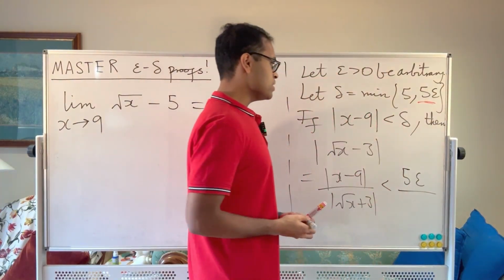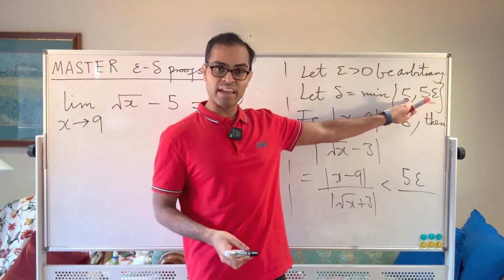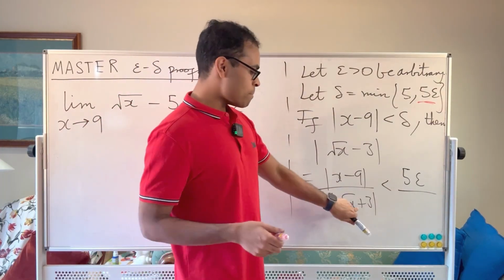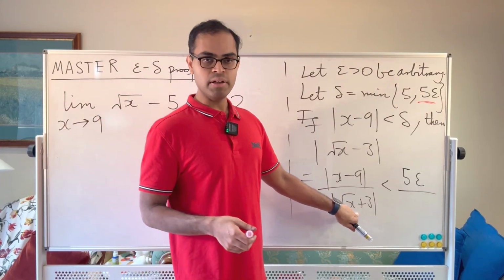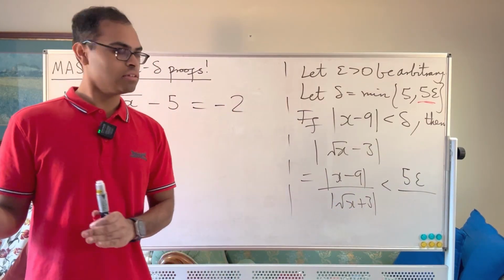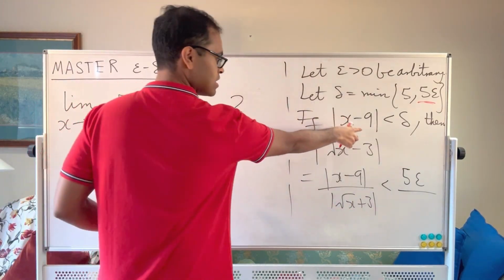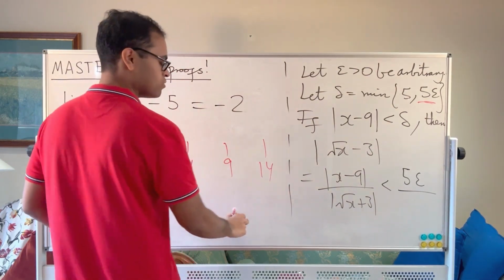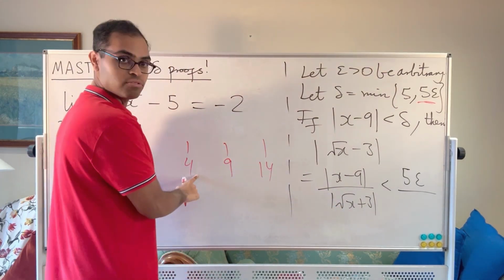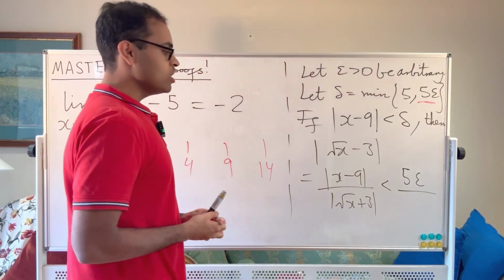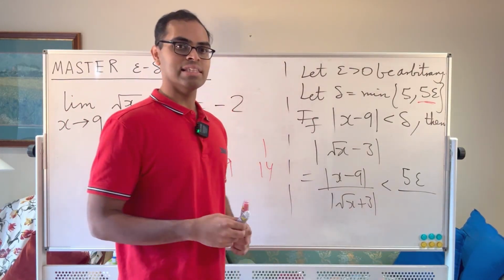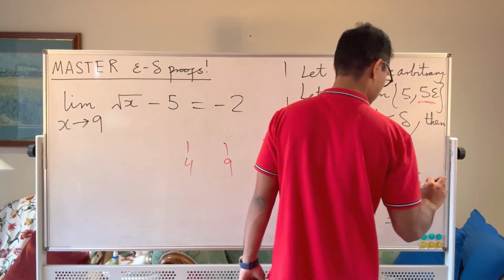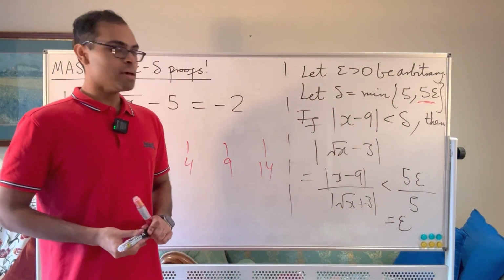And then secondly, we know that delta is less than or equal to 5 because it's a minimum. And because delta is less than or equal to 5, we know the minimum value of root x plus 3 on the interval 4 to 14, because we're looking at an interval around 9, is at least root 4 plus 3, which is 5. So therefore, if you take the reciprocal, it's less than 1 over 5. So we get a 5 in the denominator. That's going to be equal to epsilon. So that's our epsilon delta proof.